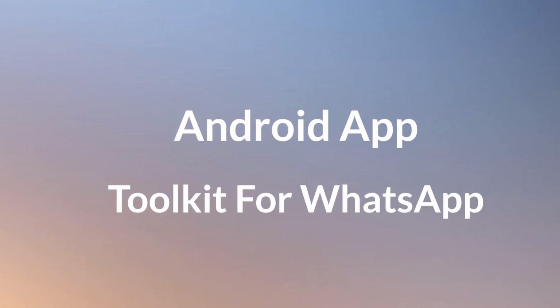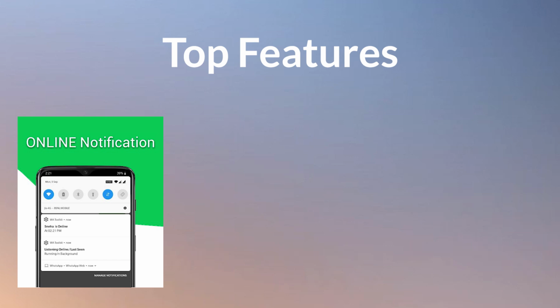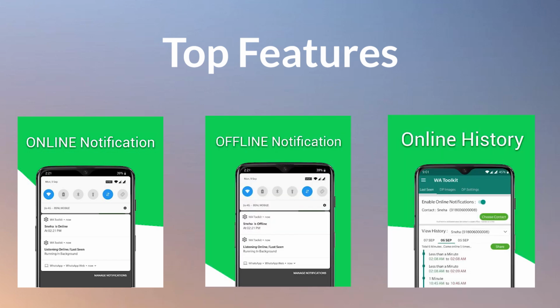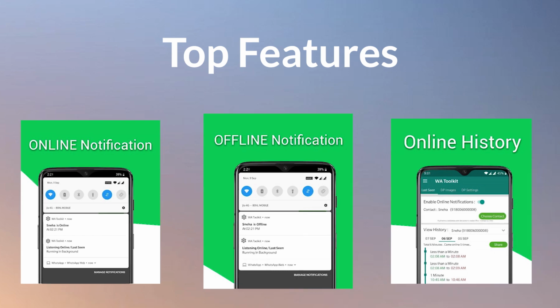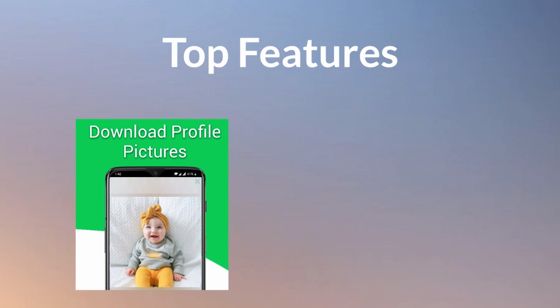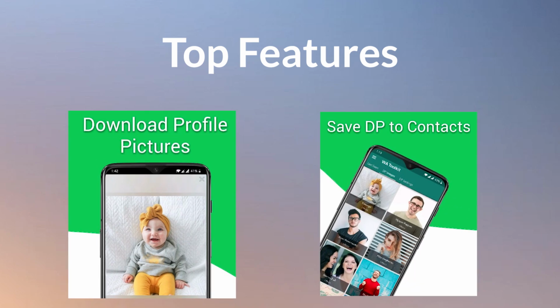In this video I'm gonna show you a wonderful Android Toolkit application for your WhatsApp. This app easily enables you to track your WhatsApp friends, get notifications while they are online and offline, also track usage history of your WhatsApp friends. Another wonderful feature is auto-downloading profile pictures, also attaching these pictures to your Google contacts, etc.